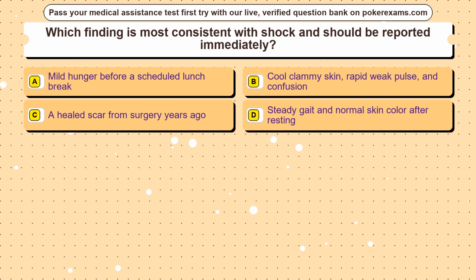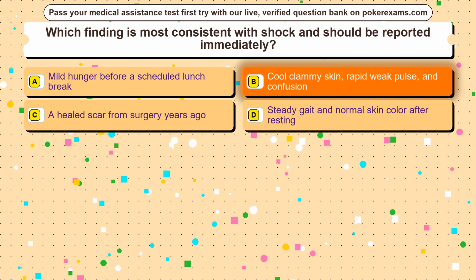Question 19. Which finding is most consistent with shock and should be reported immediately? Option A, mild hunger before a scheduled lunch break. Option B, cool clammy skin, rapid weak pulse, and confusion. Option C, a healed scar from surgery years ago. Option D, steady gait and normal skin color after resting. The correct answer is option B, cool clammy skin, rapid weak pulse, and confusion.